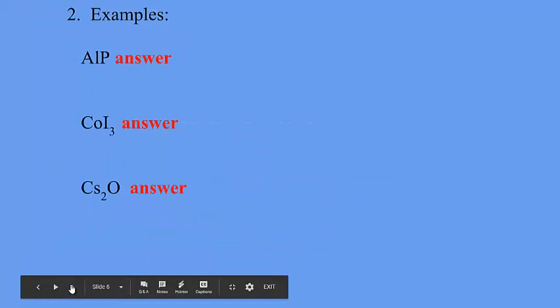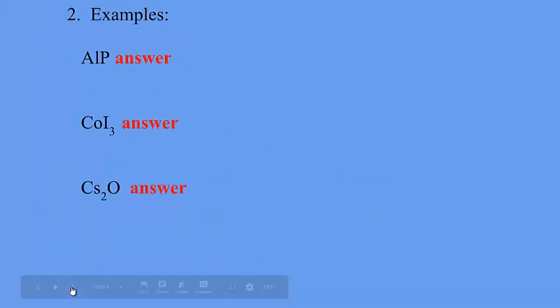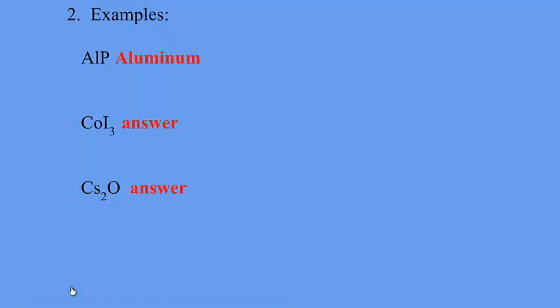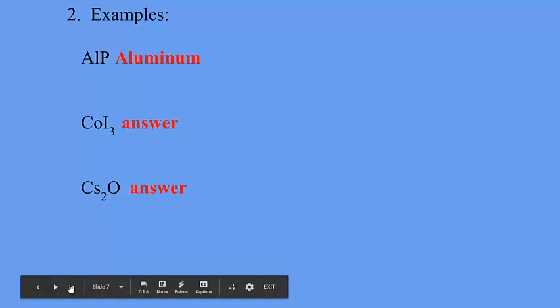Okay, let's look at some examples. This first one, AlP, what's the cation? That would be aluminum. Does aluminum need a Roman numeral? No, aluminum's always +3, so it doesn't. Now let's name the anion. The nonmetal phosphorus becomes phosphide.